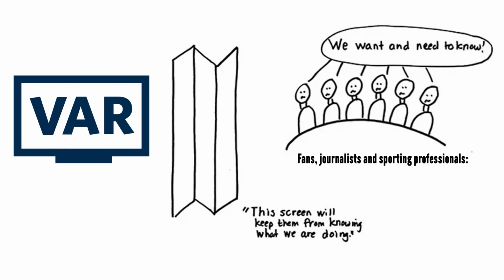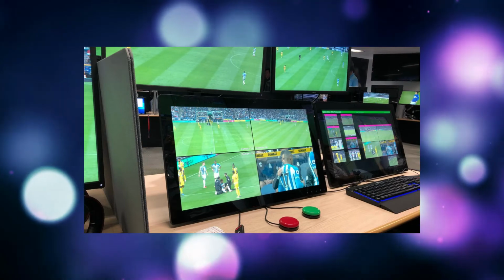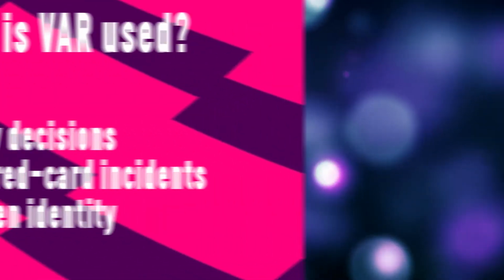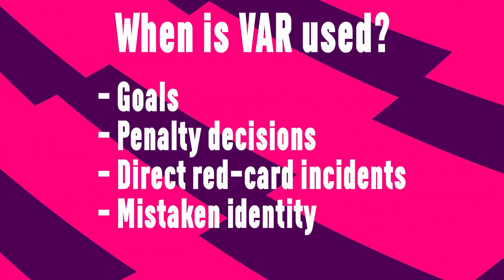The main issue fans, journalists and sporting professionals had and continue to have with VAR is the lack of transparency provided by the officials making the decisions behind the screen. All fans know is that there is a hub at Stockley Park where selected referees can simply press a button to change the flow of a game based on their own judgment. These decisions surround the four match-changing incidents in which VAR can be brought into play on a match day: goals, penalty decisions, direct red card incidents, and mistaken identity when a clear and obvious error has been made.